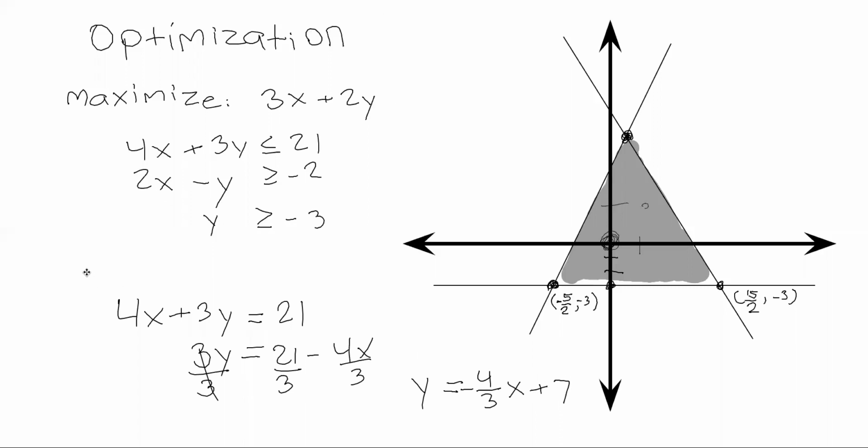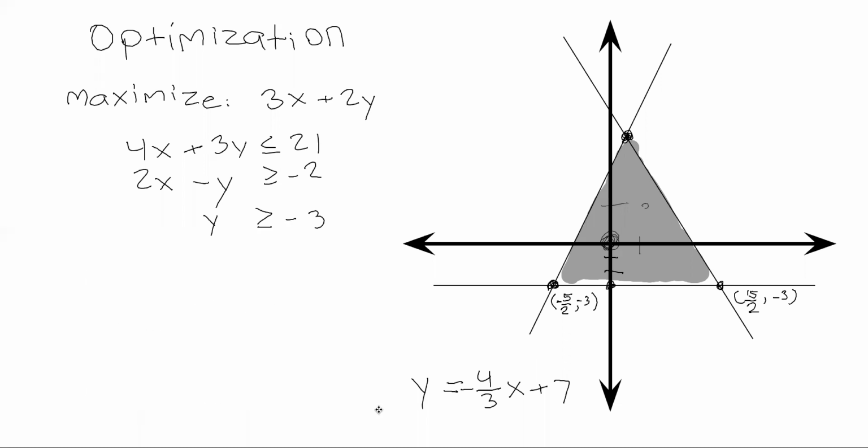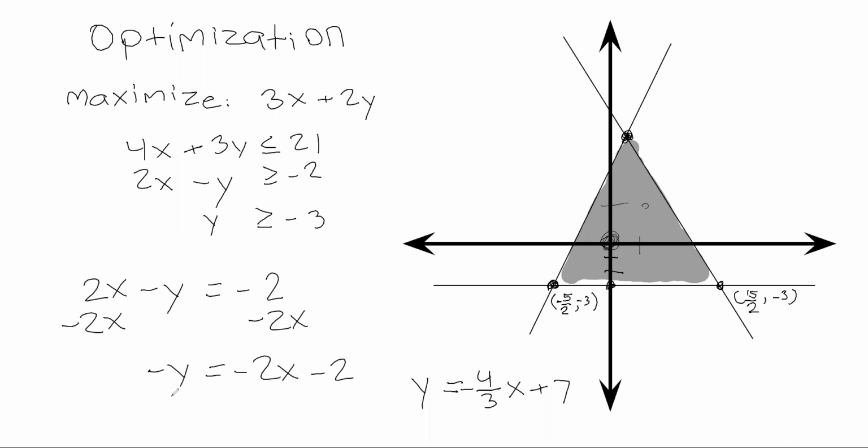Now let's find what the other one is going to be in terms of x. We want to solve for y, which leaves an equation in terms of x. So we have 2x minus y. Again, it's going to be equals -2. We can subtract 2x from both sides, we get negative y equals negative 2x minus 2. So then y has to be 2x plus 2.